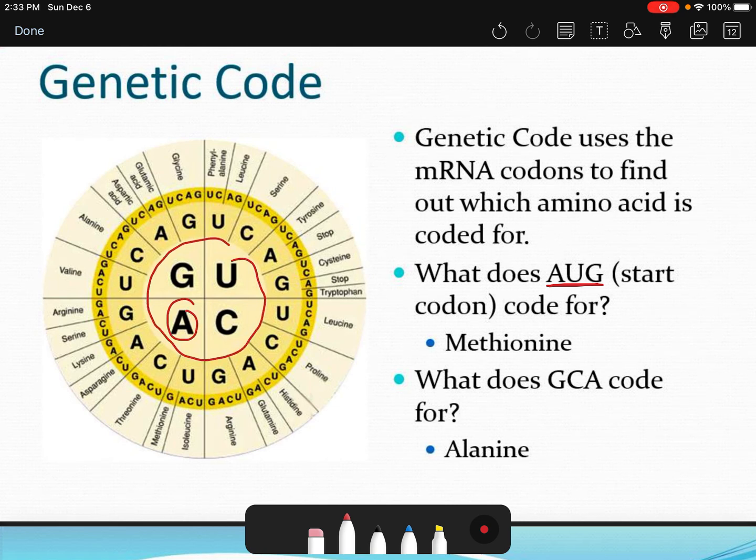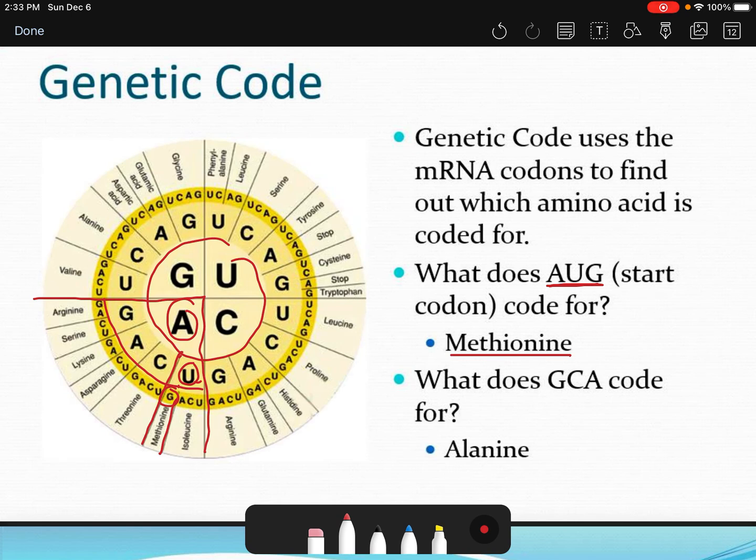So here's my A. Then I go out to the next ring. I'm only going to stay in this quadrant because that's where the A is. U is the next one. That means I stay in this piece of the pie. Here's your U. Now I see it's a G. Here's my G right here. And that means methionine is what AUG codes for.